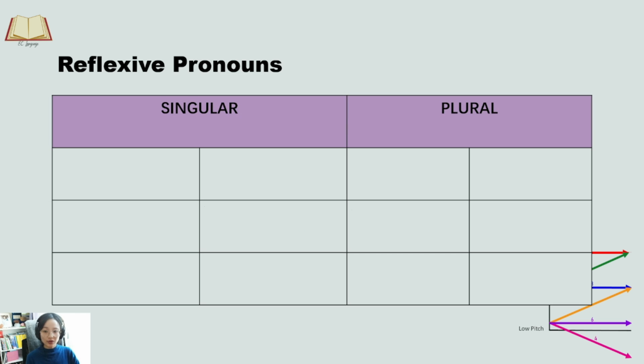Now let's look at some reflexive pronouns. Now this is kind of similar to in English, where we have words like myself, yourself, ourselves, themselves. These are what reflexive pronouns are. So it is used when a person or thing doing the action is also the person or thing receiving it.